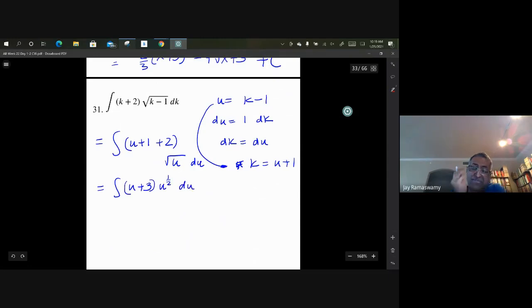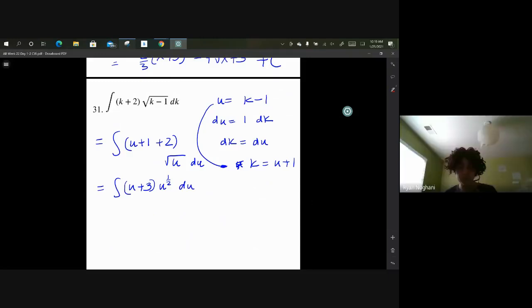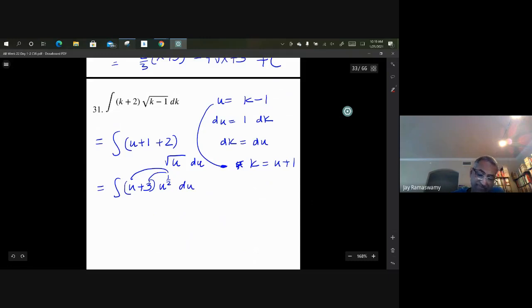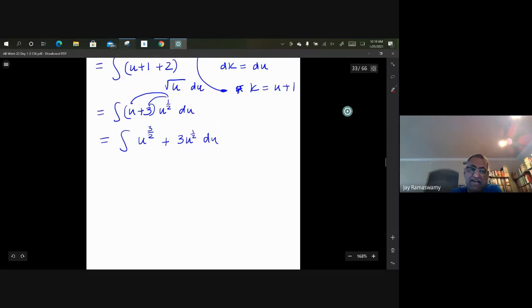Okay, who remembers in the first semester how we did this problem? What do we do next? Distribute. Okay, distribute. Does that become u to the power of 3/2 plus 3u to the power of 1/2? Yes. And can we totally integrate that? Yeah. Okay, stop. I'm just going to say finish. And then plug in, correct?